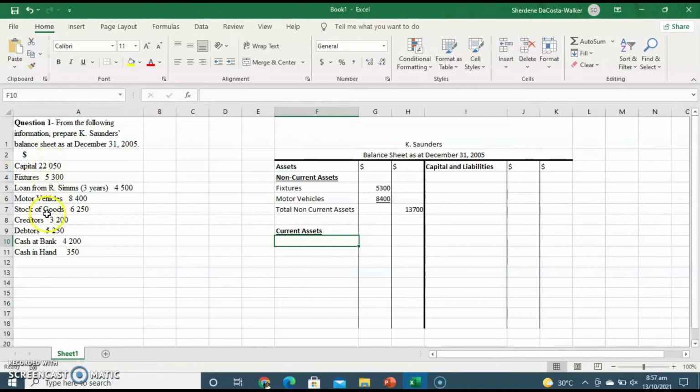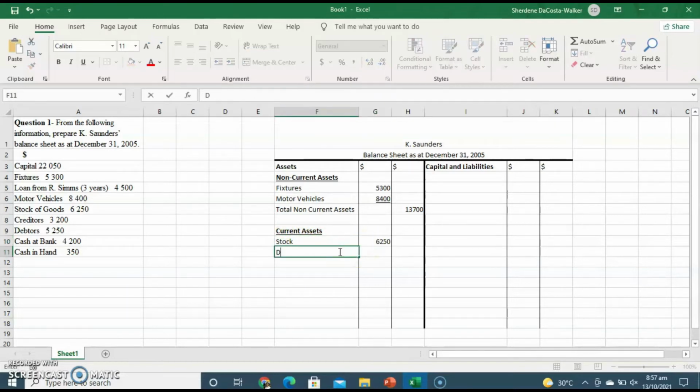So we have stock of goods, we have debtors, cash at bank, cash in hand. All right, so these are things that we actually would own, but we'll own them for a shorter period of time, less than a year, because we're going to use them up during the year. So our stock, to put our total in the first column.